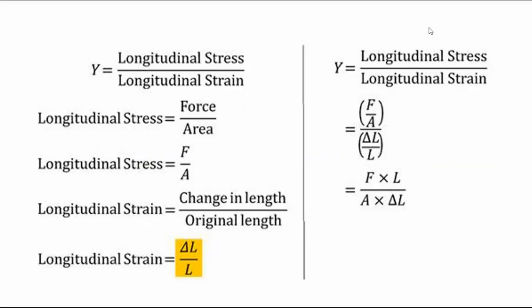Here we have delta L by L, that is the longitudinal strain. Now we will divide stress by strain. Here we will get the Young's modulus Y, F by A divided by delta L by L, and finally FL by A into delta L. This is Young's modulus.